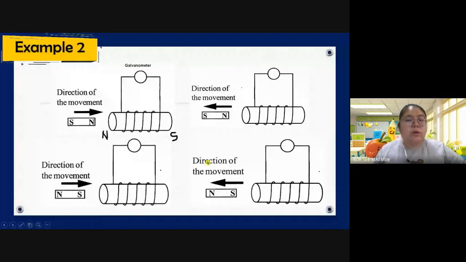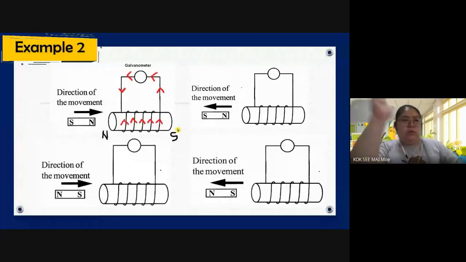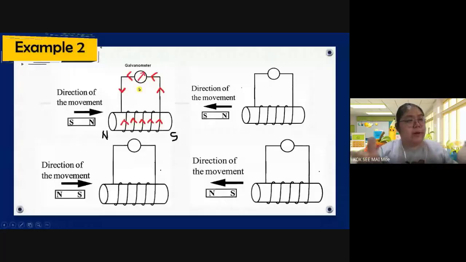Okay, so use your thumb, right hand grip, north. So the current grips like this. I show how the current grips. Third, the current flows in the circuit. Where does the current come from? The current comes from here, goes into the galvanometer. So the deflection goes in the direction of the current in. Okay, so this one is the first answer.